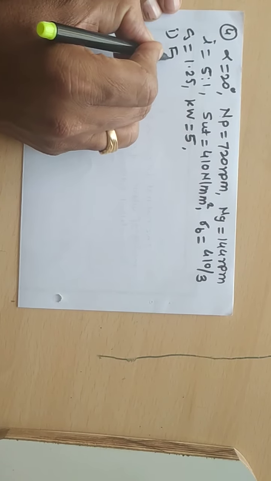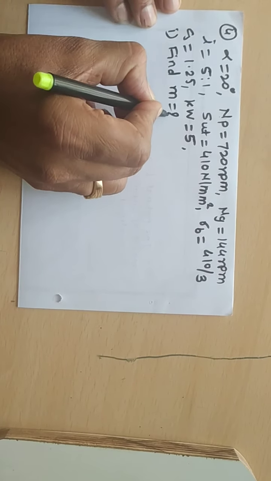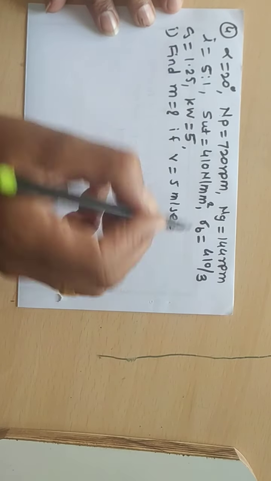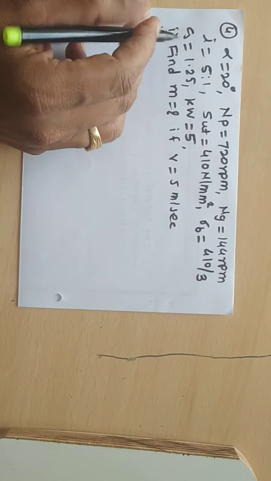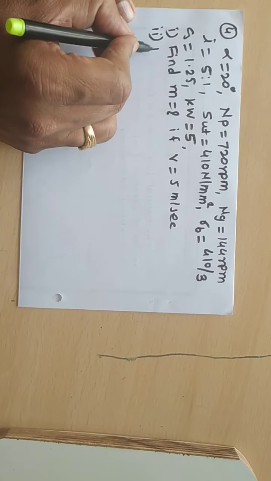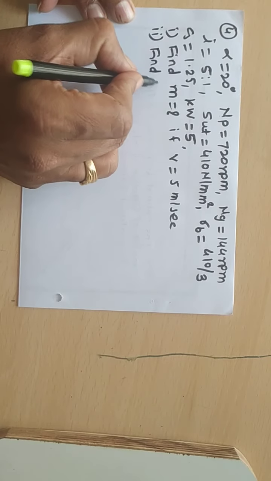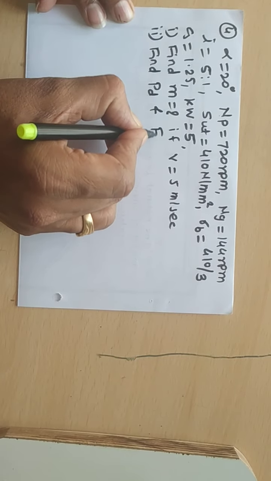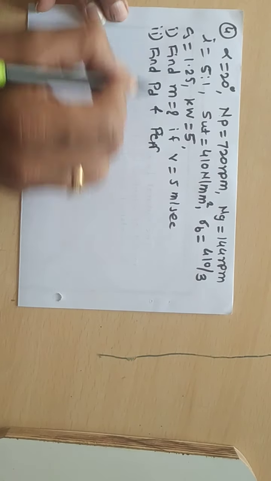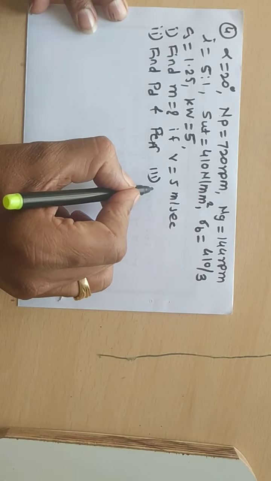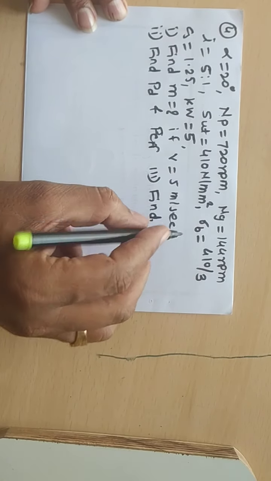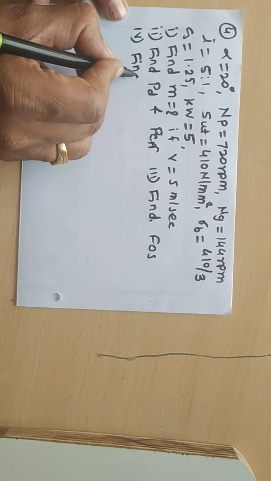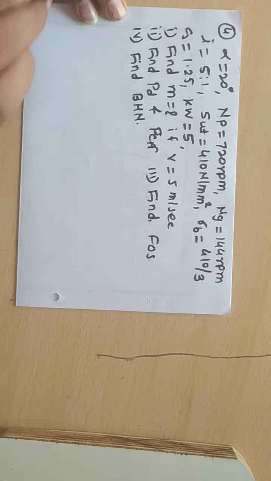First, find module M if V is equal to 5 meter per second. Second, find PT and P effective. Third, find the correct factor of safety. And fourth, find BHN.